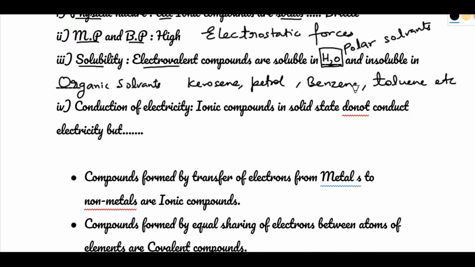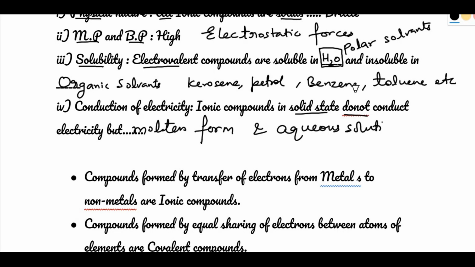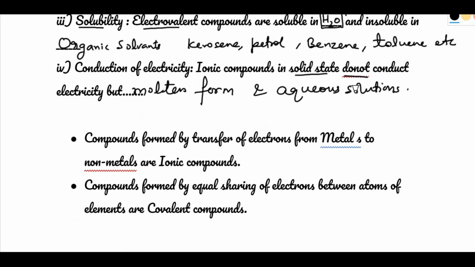About conduction of electricity, ionic compounds are good conductors of electricity, but they do not conduct electricity when they are in solid state. When they are in molten form, they conduct electricity, and in aqueous solutions of those salts, they also conduct electricity. That was about ionic compounds.